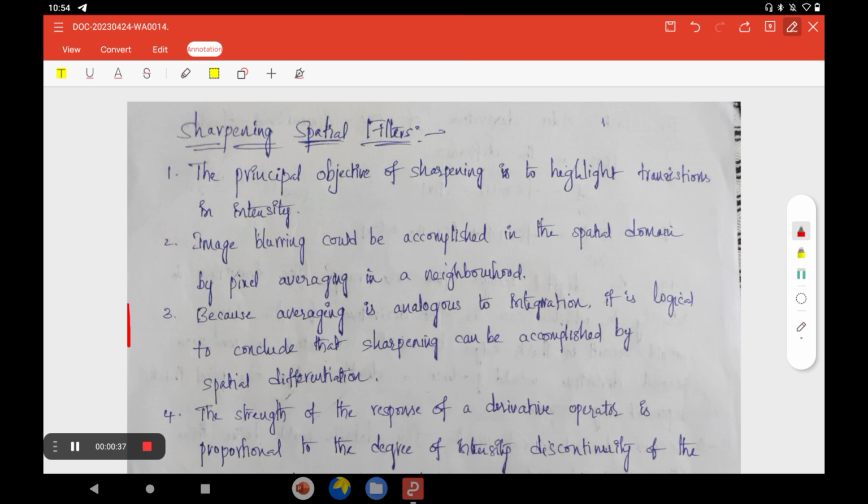The principal objective of sharpening is to highlight transitions of intensity. That means, is there any change in the intensity values? That can be highlighted with the help of sharpening. That is one of the most important points.